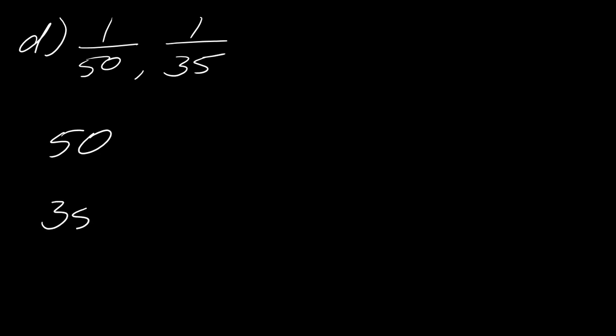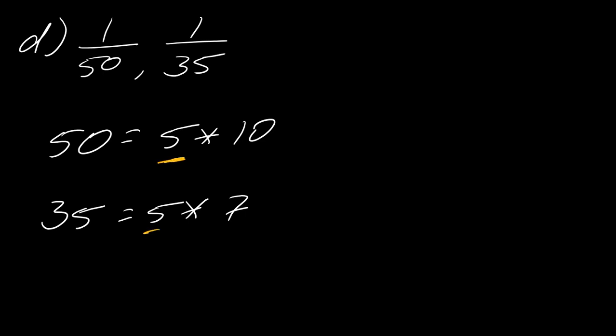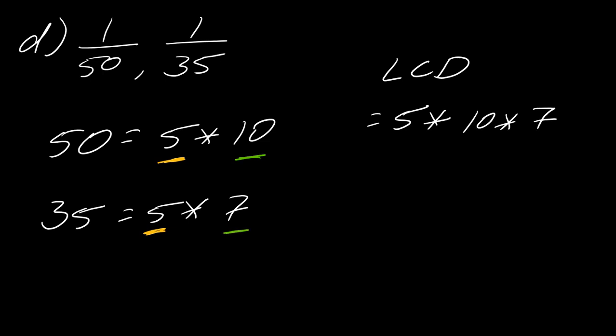Okay, so let's see. What divides into both 50 and 35? The first number that comes to mind for me is 5. So 50 is 5 times 10, 35 is 5 times 7, so I feel good about that. My LCD is what number do they have in common? That would be that 5. And then what don't they have in common? That would be that 10 and that 7. And so this will equal 350.